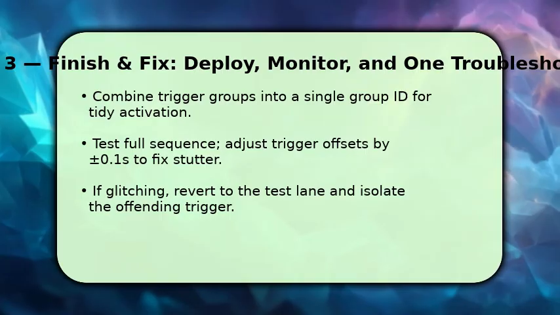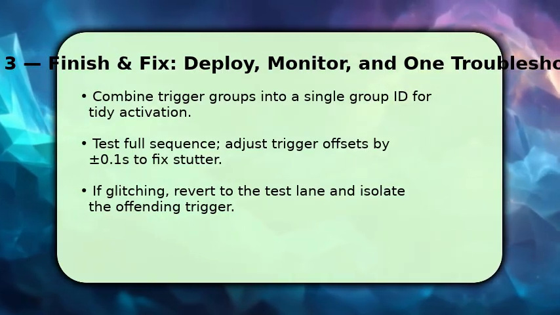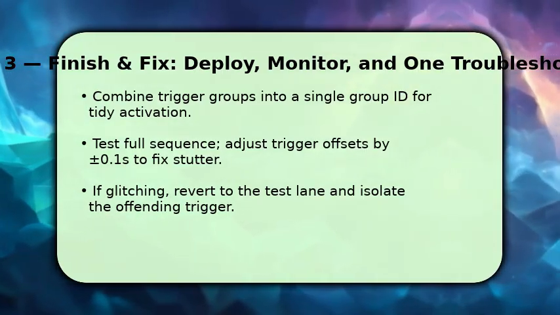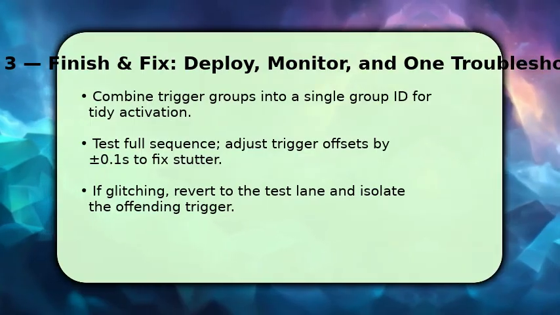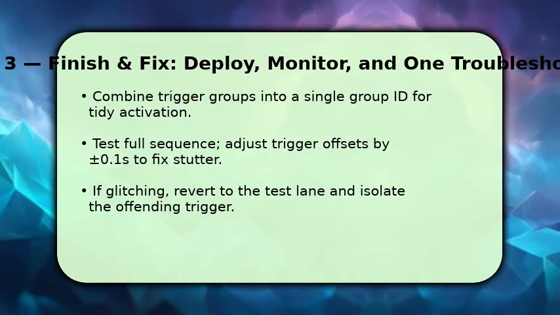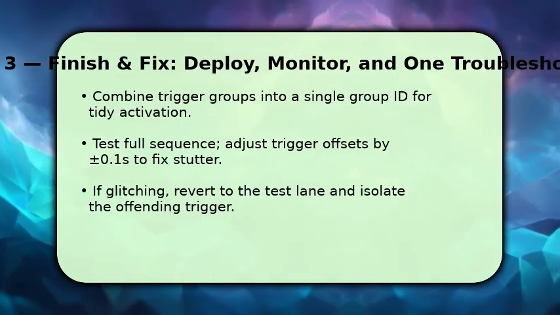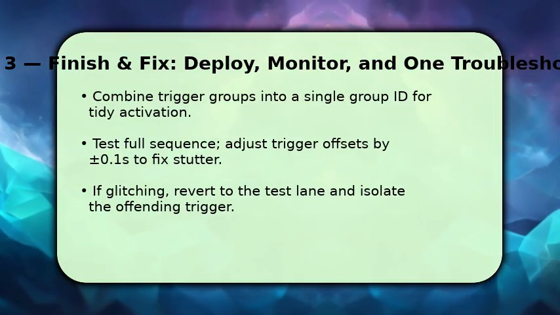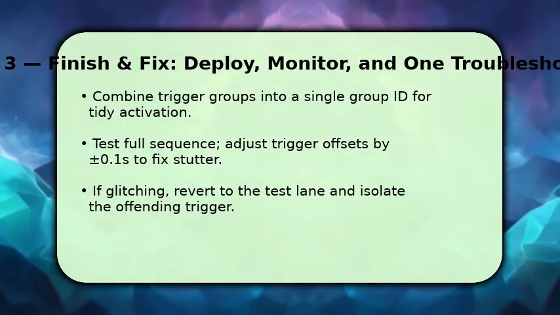If you notice jitter, nudge trigger offsets by plus or minus 0.1 seconds and retest. Small changes often fix synchronization problems. If the effect still glitches, disable non-essential triggers and re-enable one at a time to isolate the issue. That way, you find and fix the culprit fast.